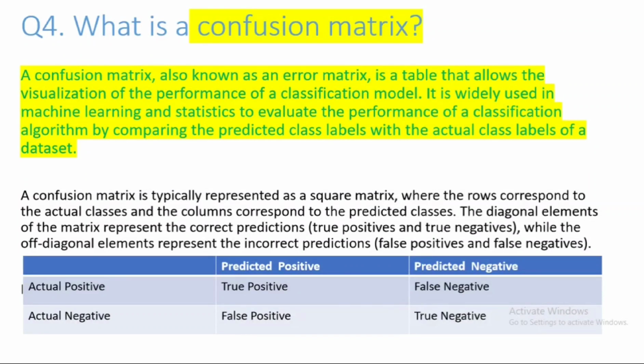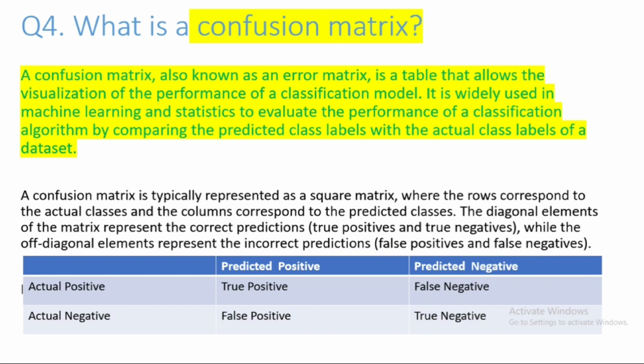What is a confusion matrix? A confusion matrix, also known as an error matrix, is a table that allows the visualization of performance of a classification model. It is widely used in machine learning and statistics to evaluate the performance of a classification algorithm by comparing the predicted class labels with the actual class labels of a data set.